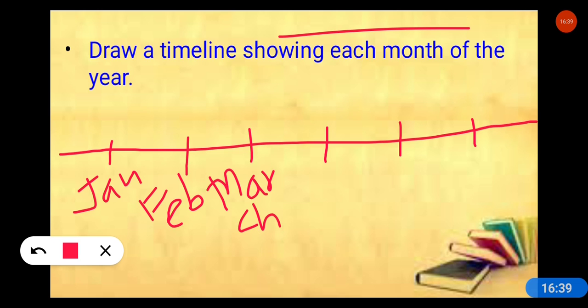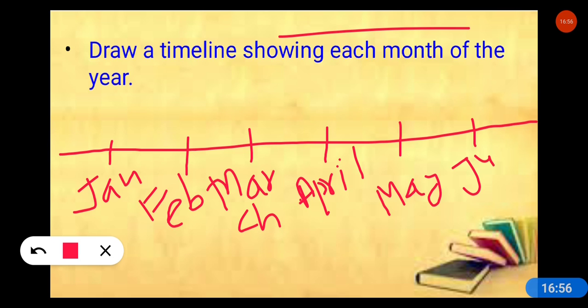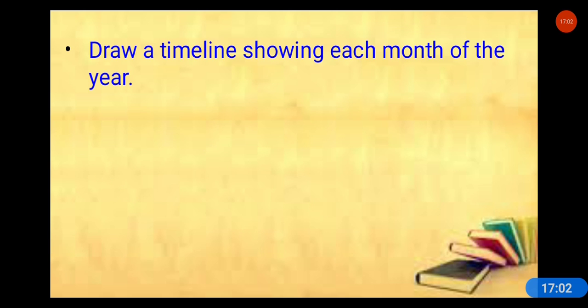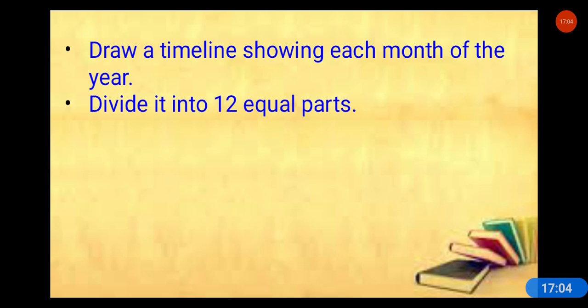Got it? Like that you have to draw. April, May, June. Like that you have to draw the timeline. Understand? And after that, divide it into 12 equal parts. We divide it almost in equal parts.